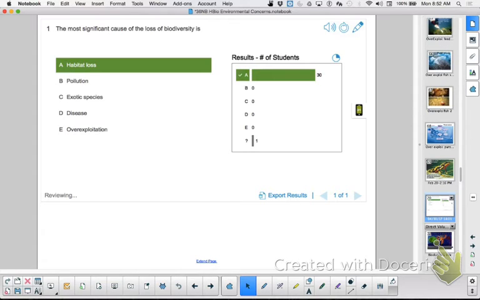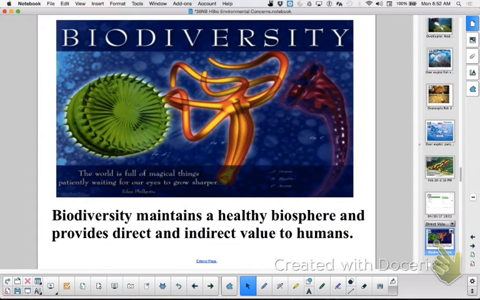All right, so now we've talked about what kinds of things we like to take from the earth. We've talked about, in the process of taking those things from the earth, how we can destroy other organisms. We've talked about the 5 main causes. And now we're going to talk about why should we care that we destroy those organisms? Why should we care that we cause extinctions?